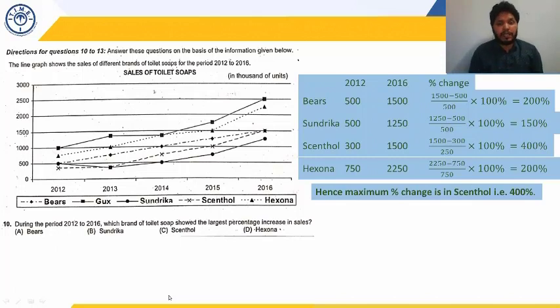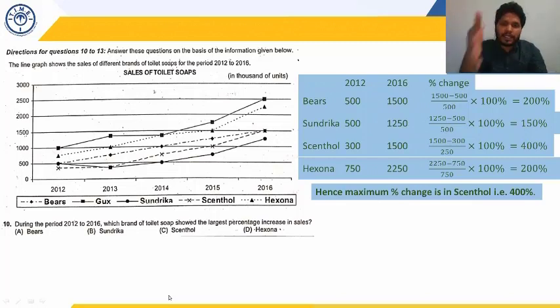And percentage change is change upon base or initial quantity. Initial is the same for Beers and Sundrika both, which is 500, and the change, or final minus initial, is different for both of them. For which is it greater? For Beers it is greater. So obviously the percentage change for Beers is going to be more than that of Sundrika. You need not calculate. Okay, so Sundrika is out of the picture now. Beers is still there.